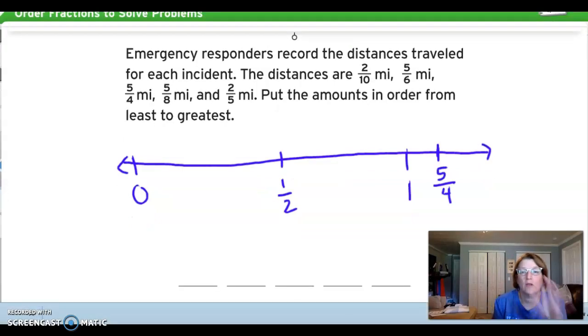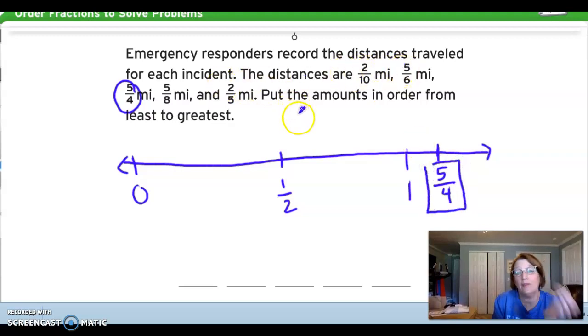So I hope you have your answers in order. Let me go through how I would think this through and see if we match up. So I zoned in again on 5/4 being an improper fraction. The numerator is larger than the denominator, and I put it up here higher than 1. I don't notice any of my other fractions being higher than 1.